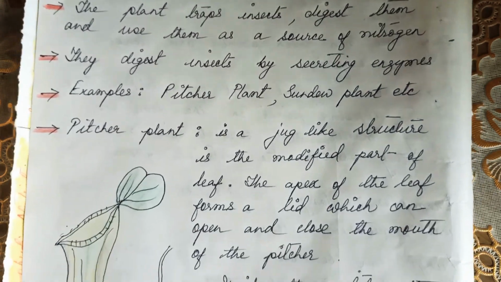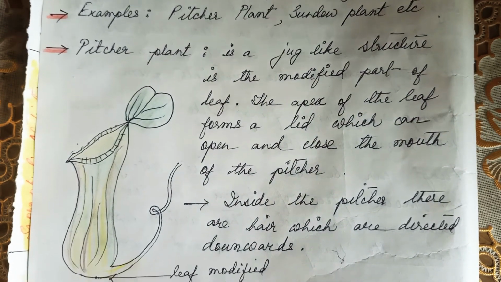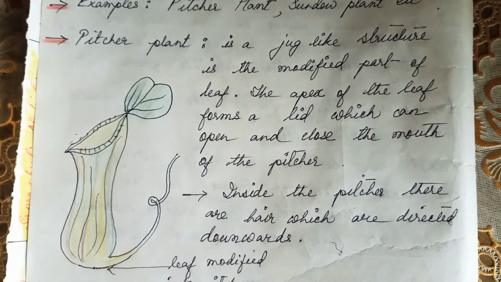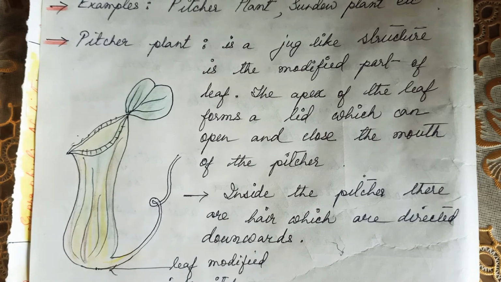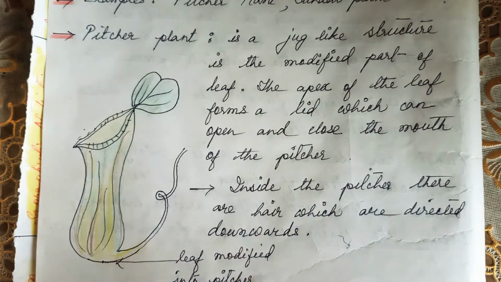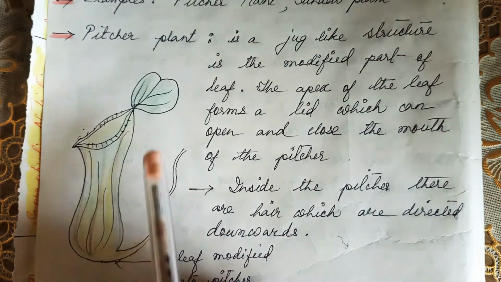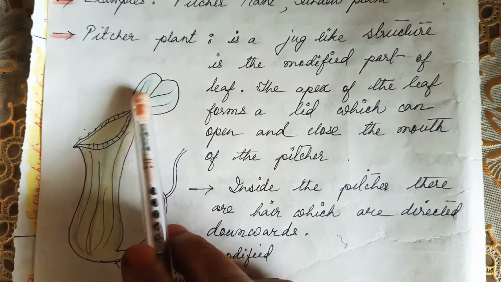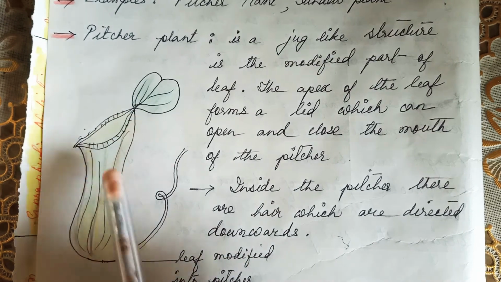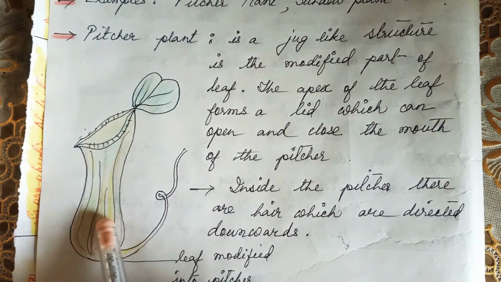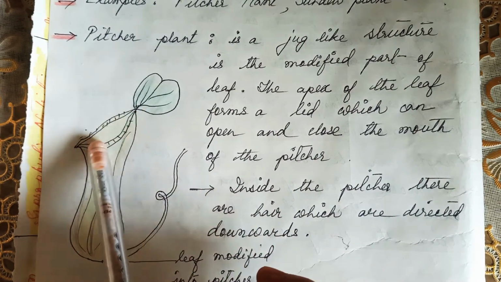Now the example, the pitcher plant. The pitcher plant is a jug-like structure, a modified part of a leaf. The apex of the leaf forms a lid which can open and close the mouth of the pitcher. Inside the pitcher, there are hairs which are directed downward. So here is a diagram of a pitcher plant. Here is the lid, and this pitcher is a modified form of a leaf. Inside it there are hair-like structures.